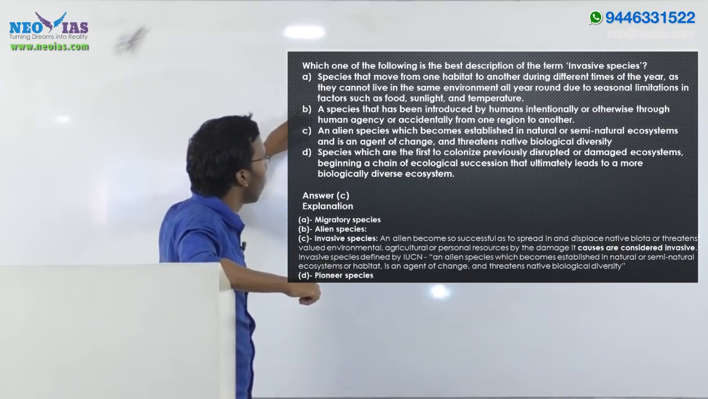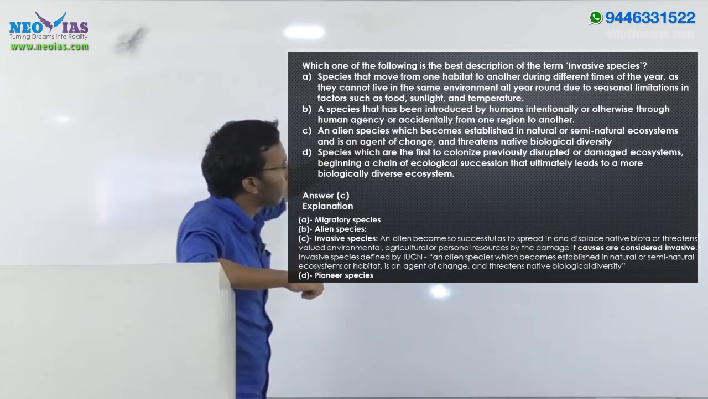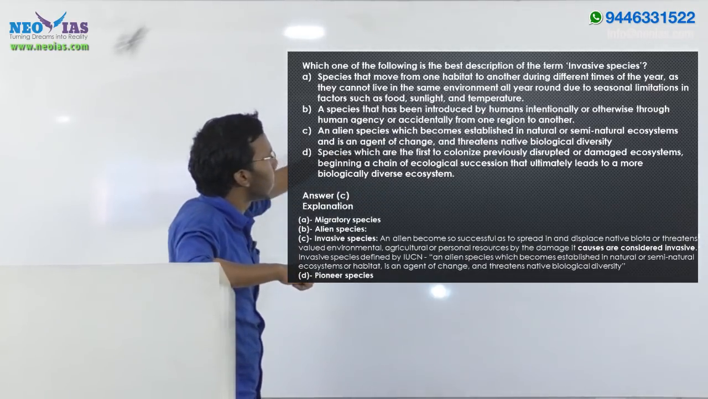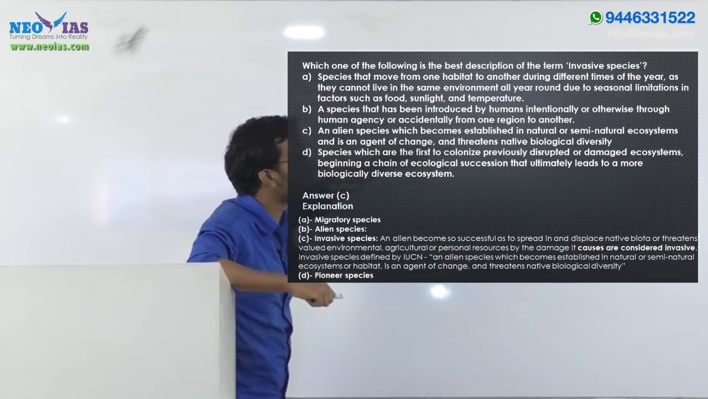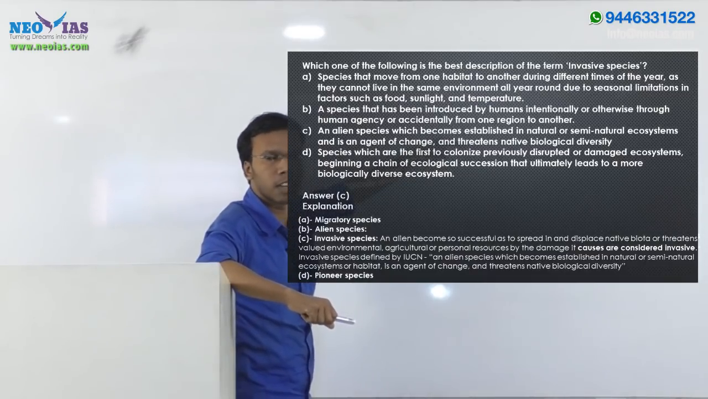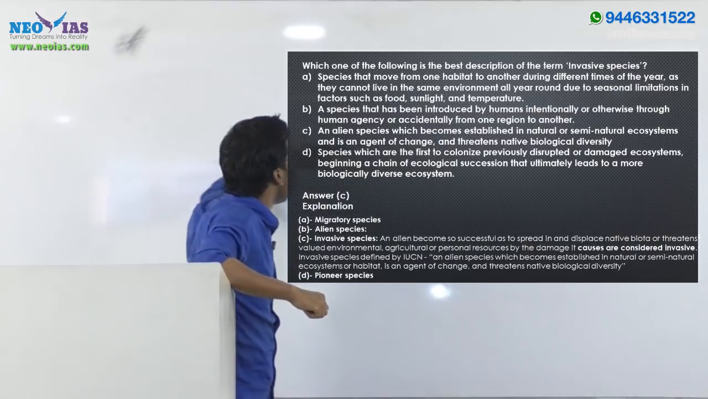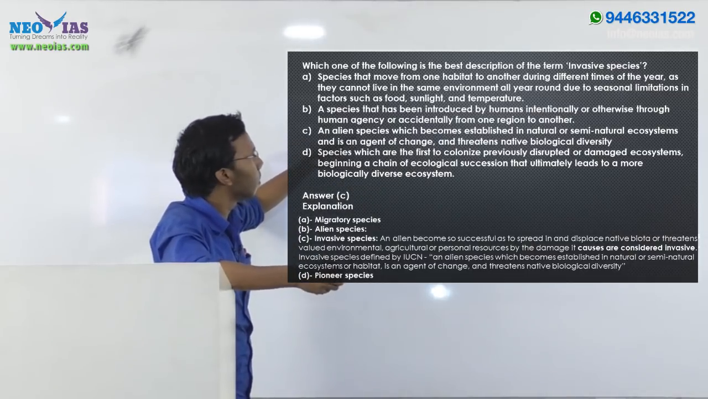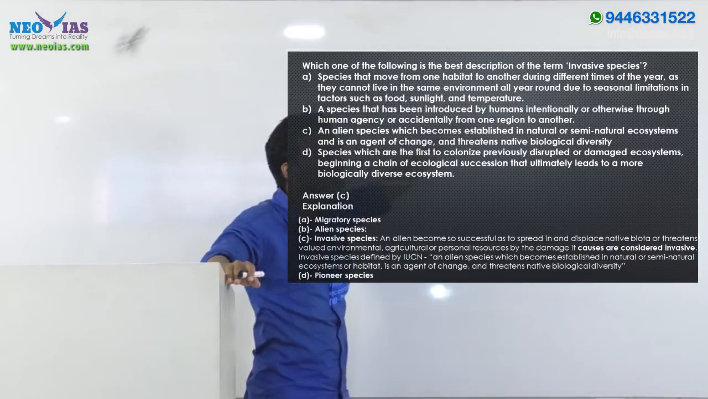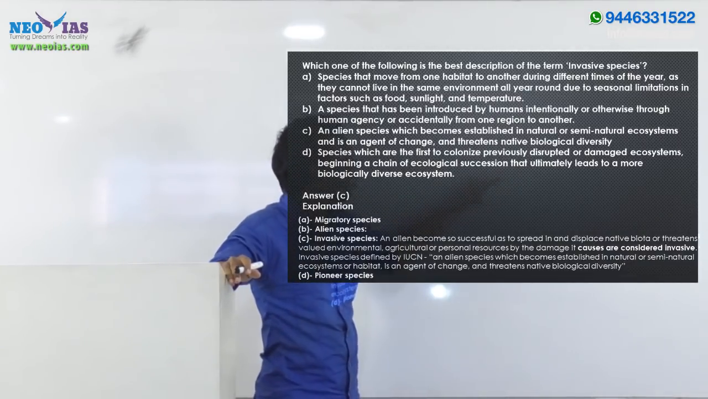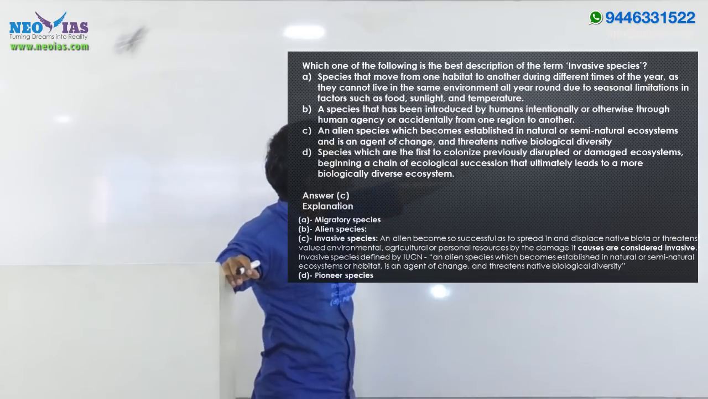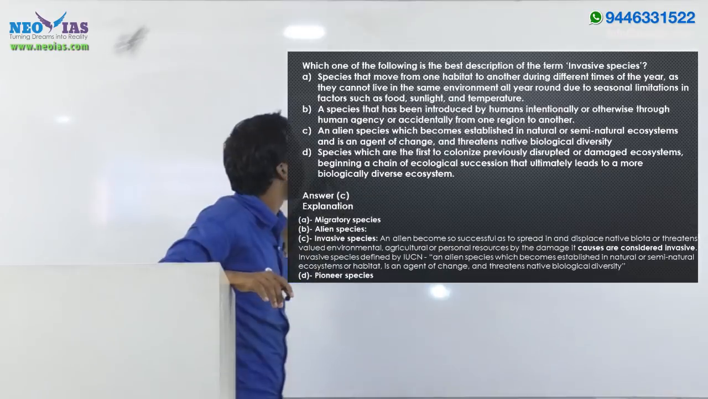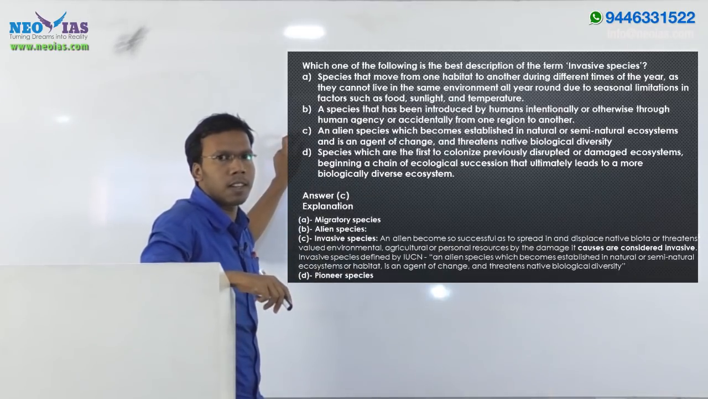Then what about C? An alien species which becomes established in natural or semi-natural ecosystems and is an agent of change and threatens native biological diversity. So that's the correct statement. That means invasive species is an alien species, a species that is introduced to a new region, and which becomes established in the new region, and that becomes a threat for the native species or native biodiversity, and that is known as an invasive species. So here the answer is C. Okay, here the answer is C.